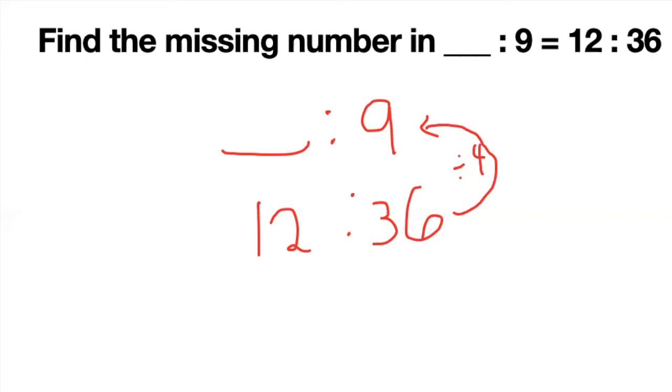Same thing, we need to do that to the other side of this ratio. Therefore, we have 12 divided by 4, which is equivalent to 3. So we now have the missing number, which is equal to 3.